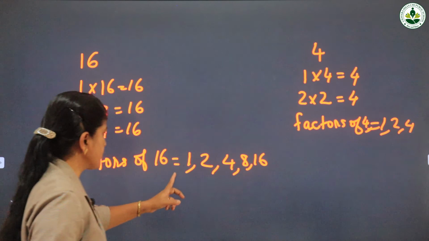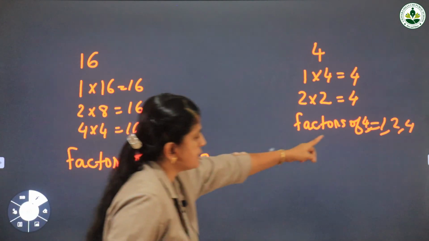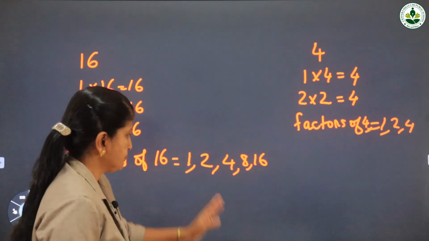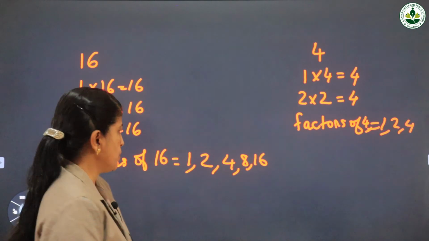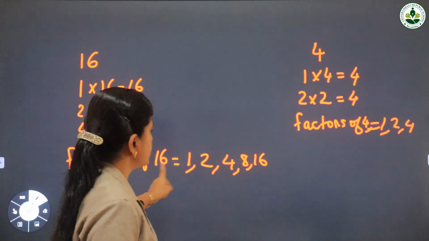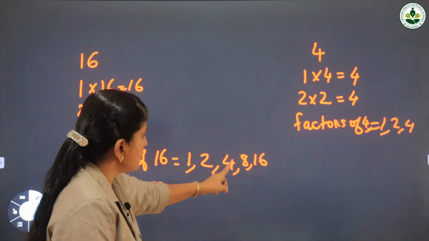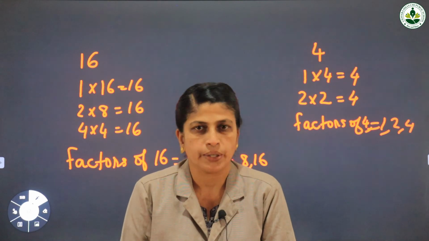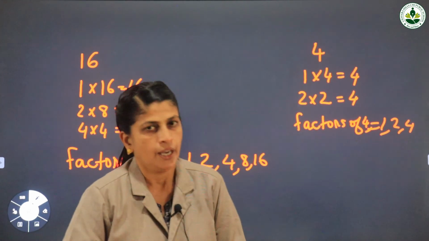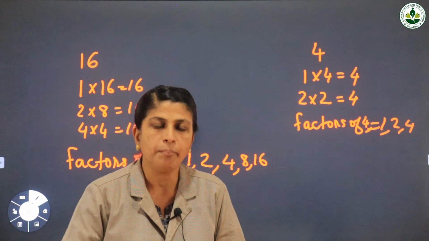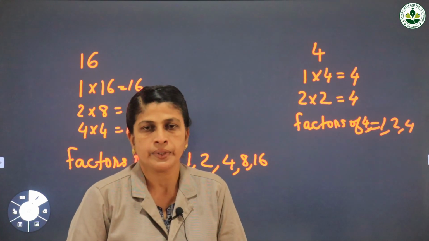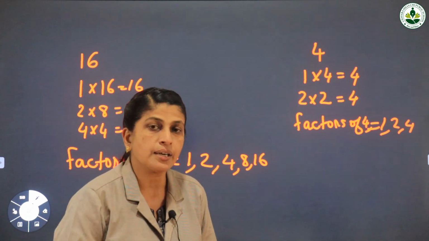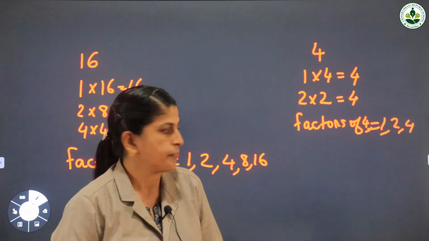Then look at the factors. 1 is a factor for 16 and 1 is a factor for 4 also. Therefore, 1 is a factor of all the numbers. And in the factors of 16, the number itself is a factor, and that is the biggest factor. Therefore, the number is the greatest factor of that particular number. Okay, these are the things we need to remember about factors, and factors are a finite number.